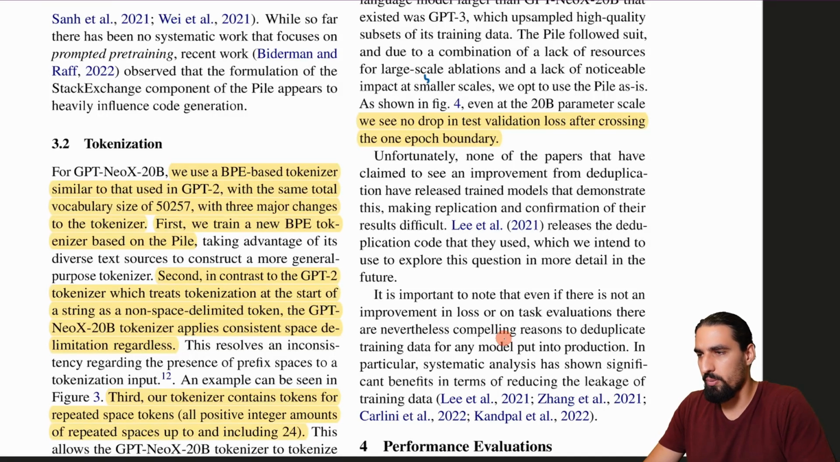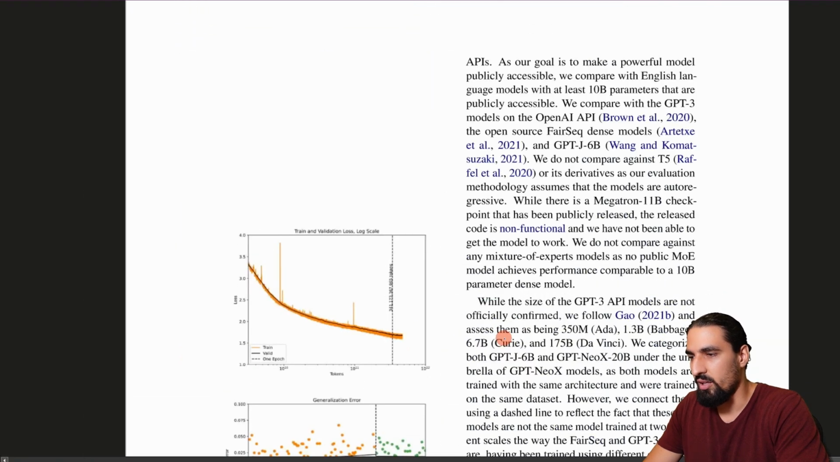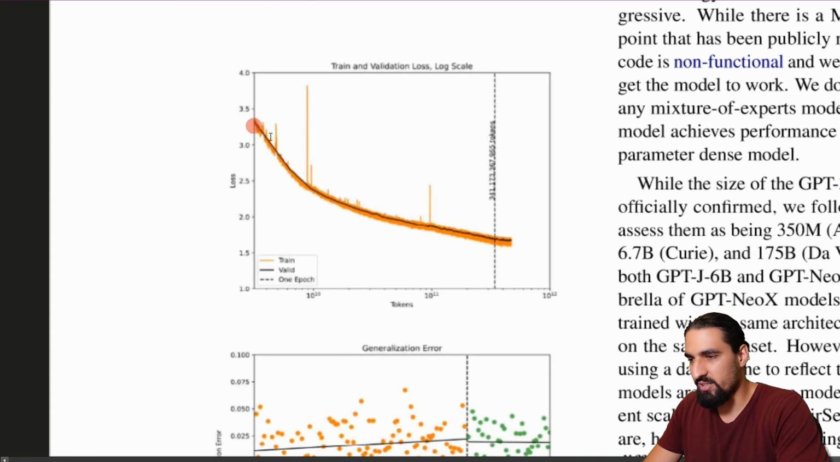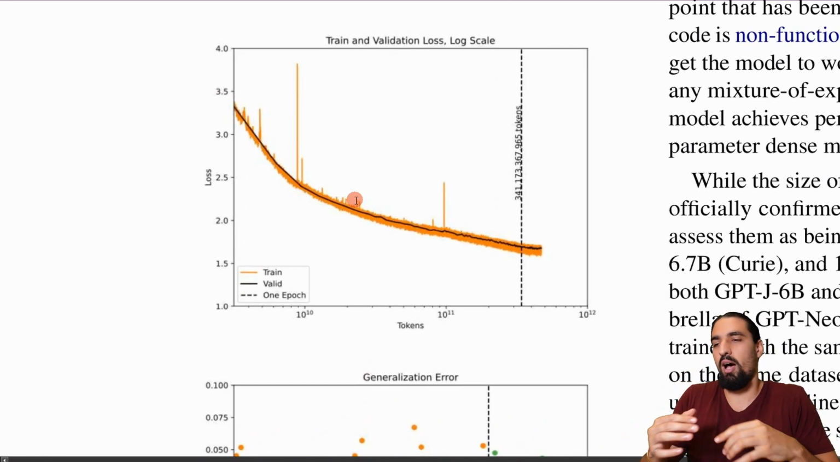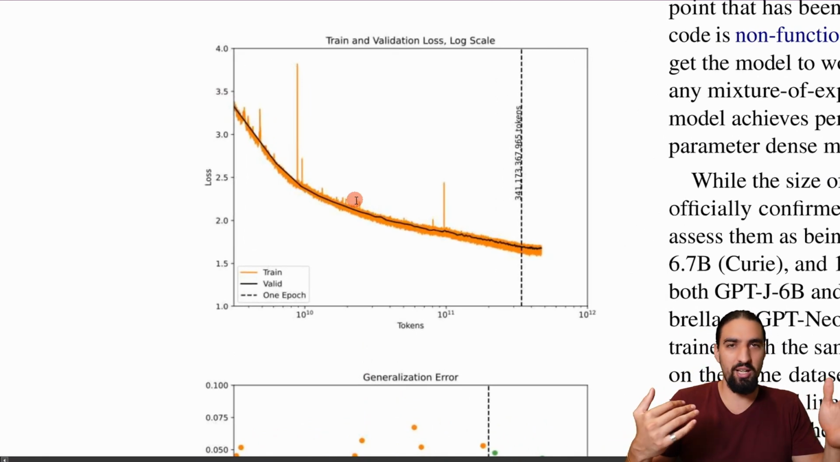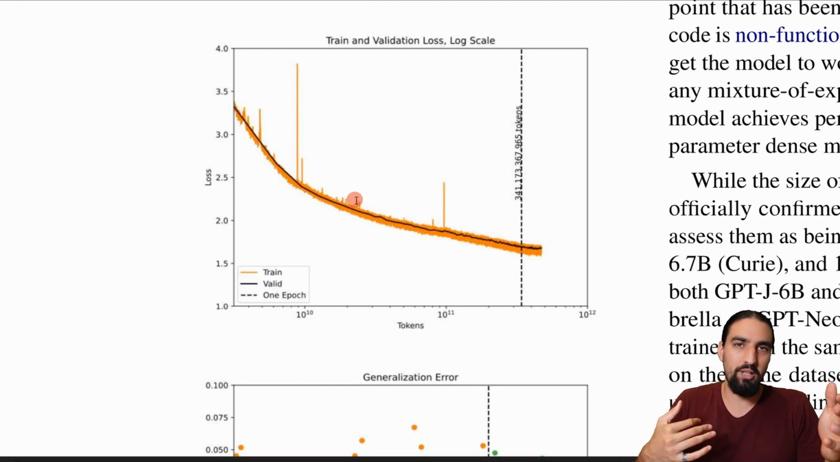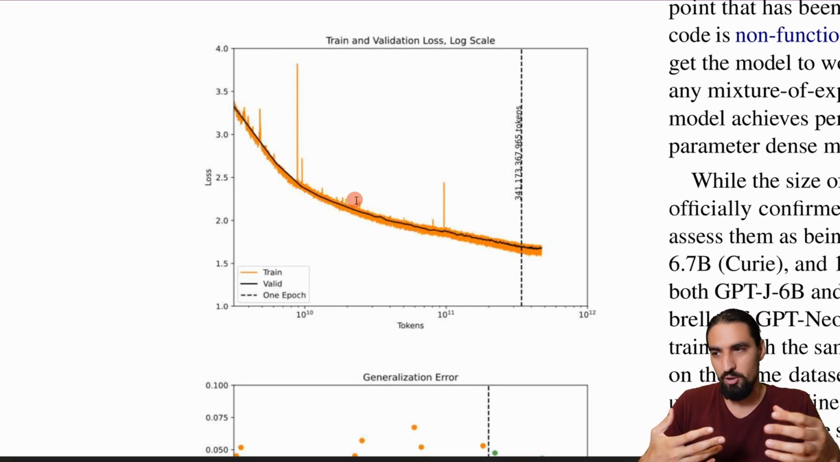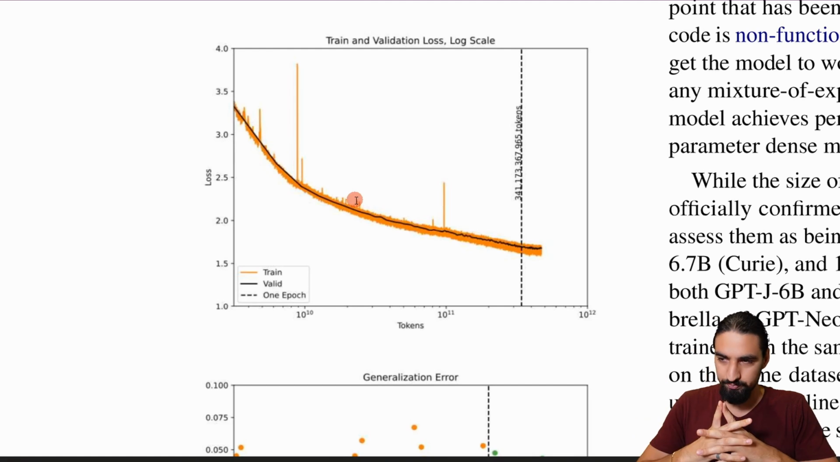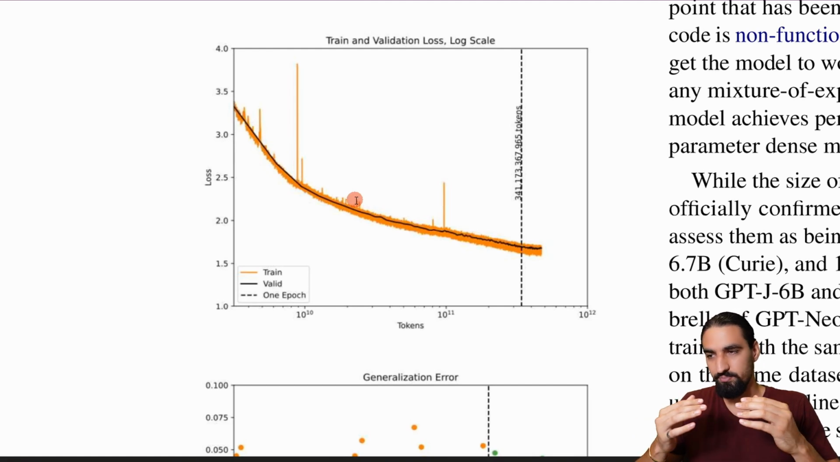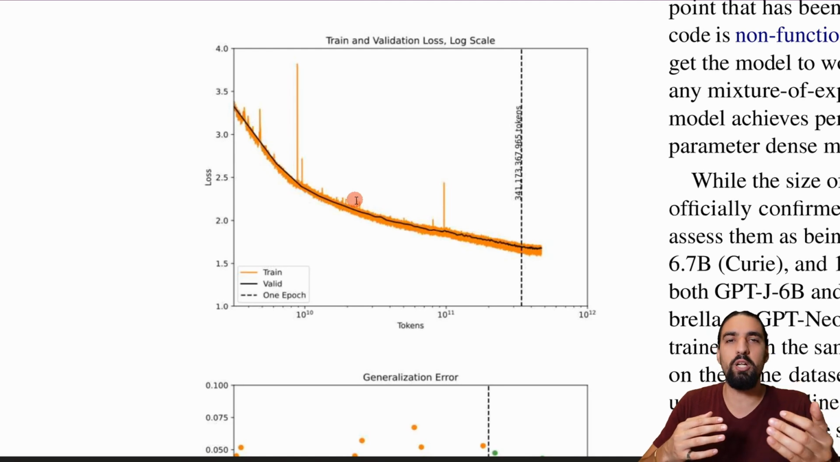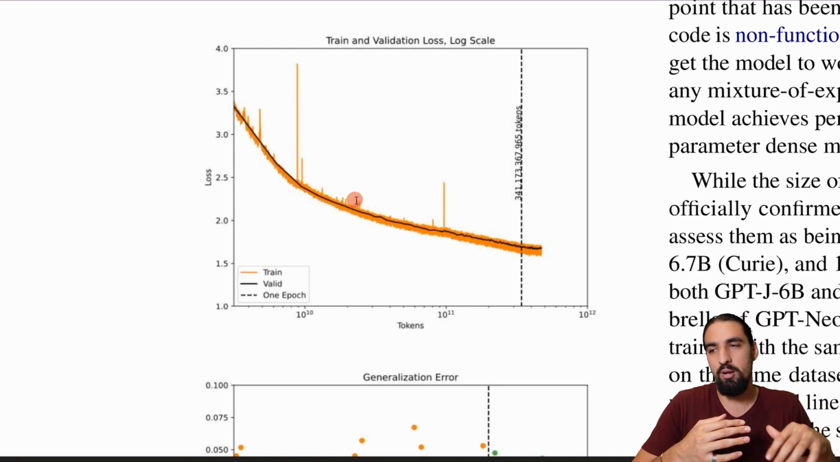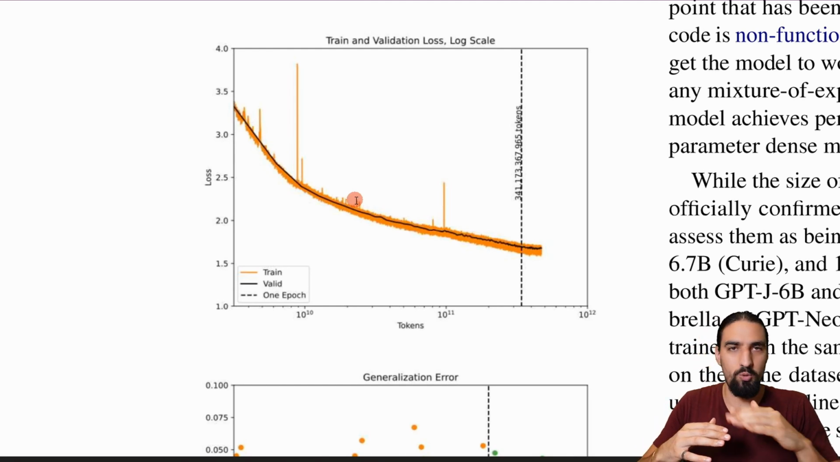We see no drop in test validation loss after crossing the 1 epoch boundary. Here are some of the diagrams they have. It's a common practice to always train only for a single epoch, I guess partially because you have so much data that going for multiple epochs would be super compute intensive. So people almost never go to more than a single epoch. And there are some papers showing that the model starts memorizing very quickly if you start going multiple epochs. So people usually just do a single epoch.